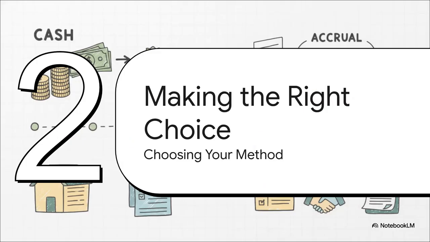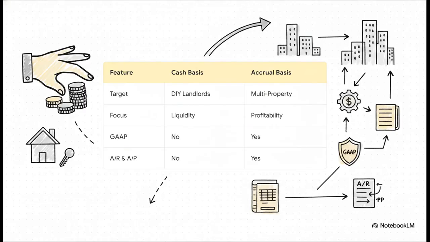Finally, Section 5, making the right choice. Now that we've seen how drastically different these stories can be, let's get into a clear, actionable framework so you can make the right choice for your specific business scale. To summarize the evolutionary arc of a real estate investor, if you're a DIY or small landlord focused mostly on immediate liquidity and simplicity, the cash basis serves you really well. But as you evolve into managing multi-property portfolios where you desperately need to track long-term profitability, secure institutional financing with GAAP compliance, and rigorously track accounts receivable and payable, well, the accrual basis becomes the clear winner.